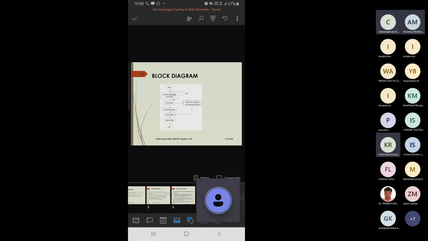And let's move on to the block diagram. Here I'm presenting a flowchart of the program. First we have to start the program and establish the LoRaWAN connection. If the connection is okay, then it is connected and gets the GPS position. Then we record the data and the data is displayed. And finally, we end the program.